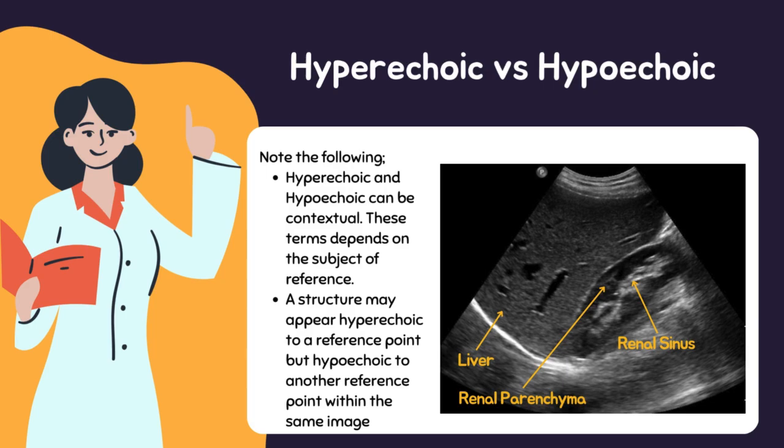For example, the liver appears hyperechoic to the renal parenchyma in this image. However, the liver appears hypoechoic when compared to the renal sinus within this same image.